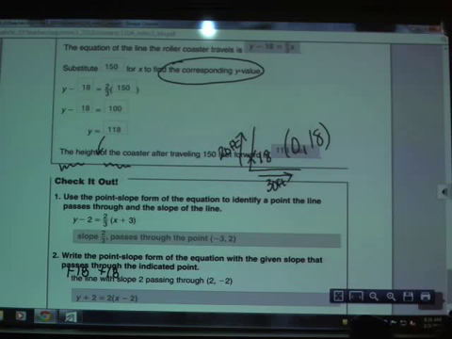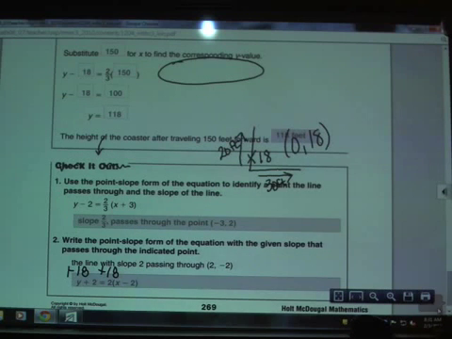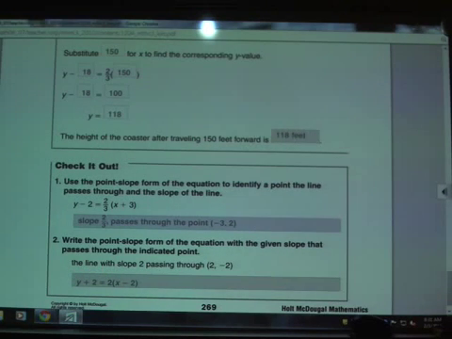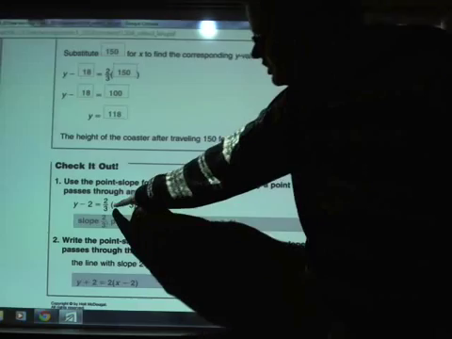All right, let's go ahead and take a look at the concluding examples here. Number 1 is asking you to use the point slope form of the equation to identify a point the line passes through and the slope of the line. So we've got y minus 2 equals 2/3 times x plus 3. So remember, that thing that's in front of the x block of parentheses, that's always your slope. Well, my slope here just says 2/3.